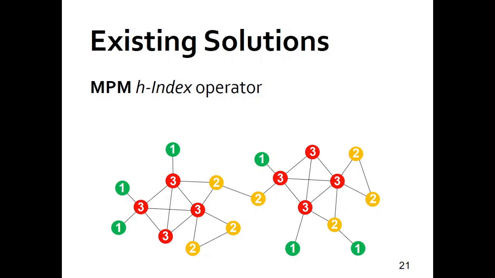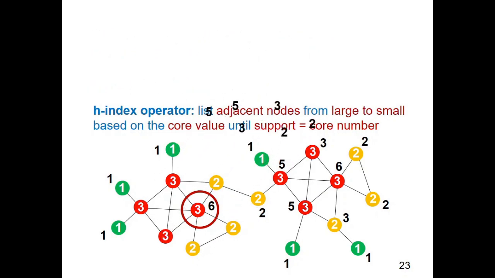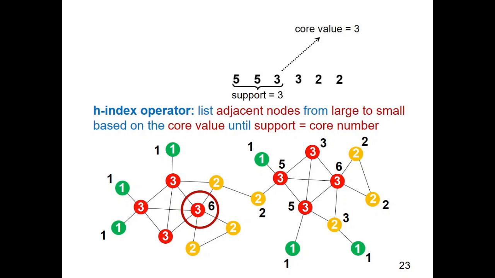Each vertex is initialized by its degree. Then each vertex calculates its support value based on the degrees of its neighbors. A vertex reads the core values of all its neighbors and sorts them in descending order. As an example, consider the circled vertex. It reads all the neighbors' core values and sorts them. It then calculates its support value as 3 because it has 3 neighbors of at least degree 3. Hence, the core value of this vertex is updated to 3. The same is done by every vertex repeatedly until the h-index operator converges. As a result, the core number is calculated for all the vertices.